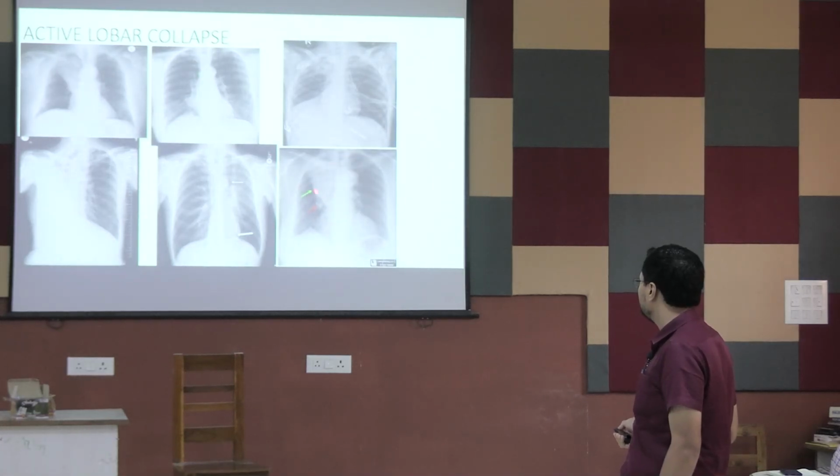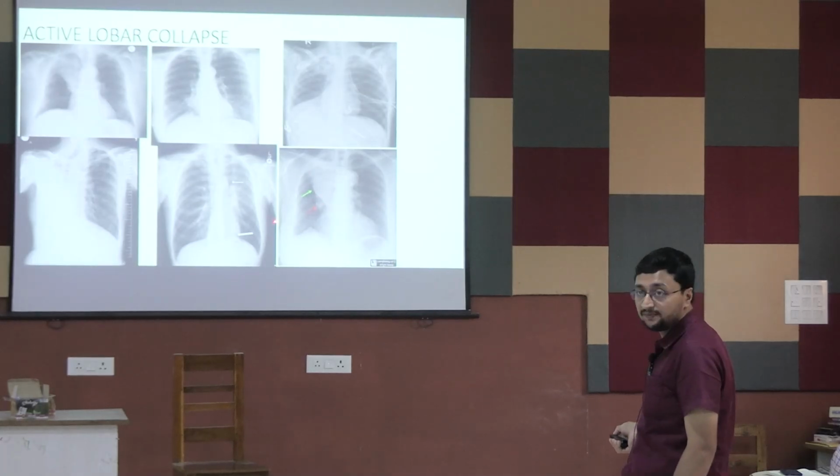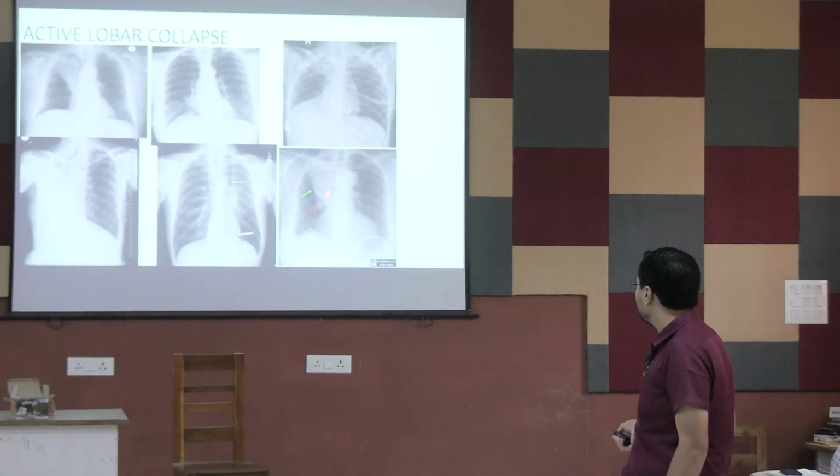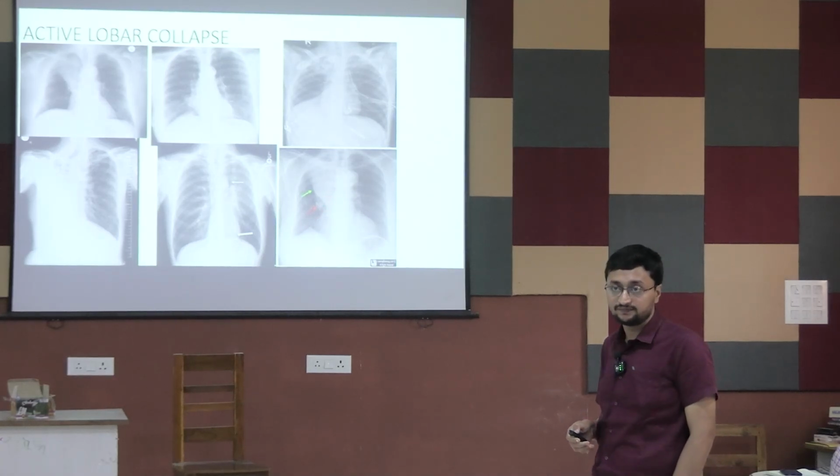And this is also right upper lobe collapse. The border of the fissure is visible, and the trachea is pulled. You can see where the trachea has gone. So this is right upper lobe collapse.